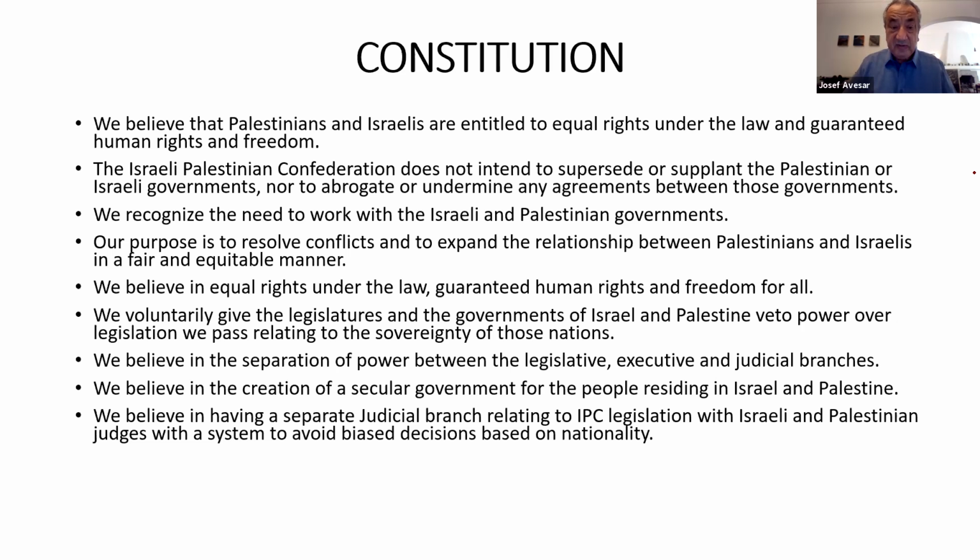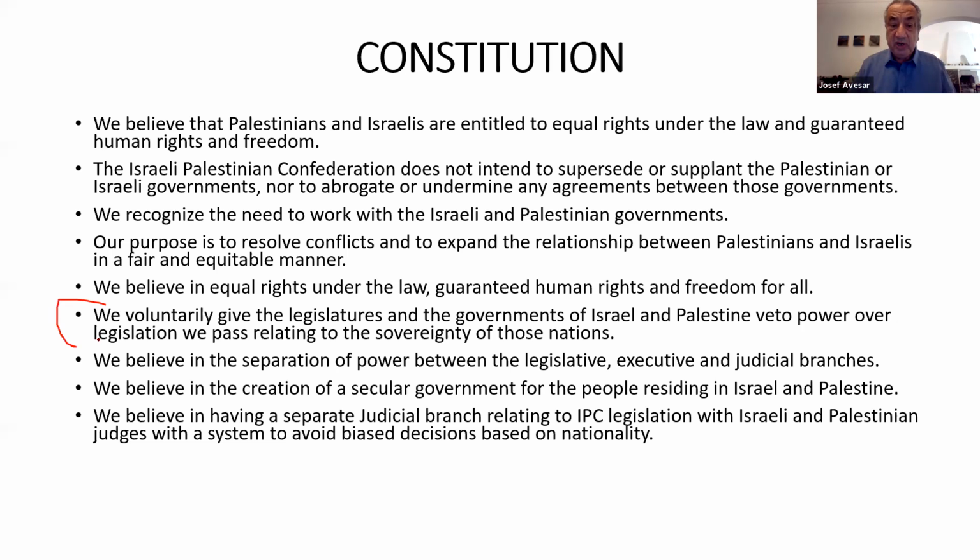We voluntarily give the legislators and the governments of Israel and Palestine veto power over legislation we pass relating to the sovereignty of those nations. Okay, that's an important part of the Constitution. And by the way, this is the short version of the Constitution. The long version is on our website. So basically we're saying we will pass legislation, but if it affects the sovereignty of Israel or the Palestinians, those governments will have a veto power over what we pass.